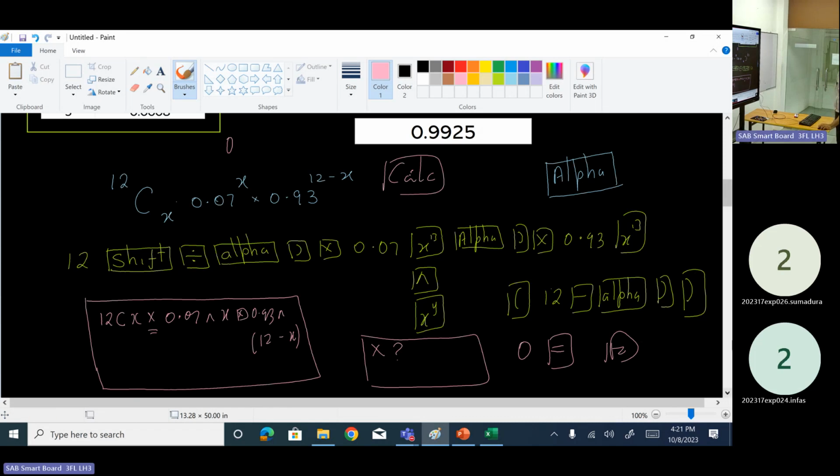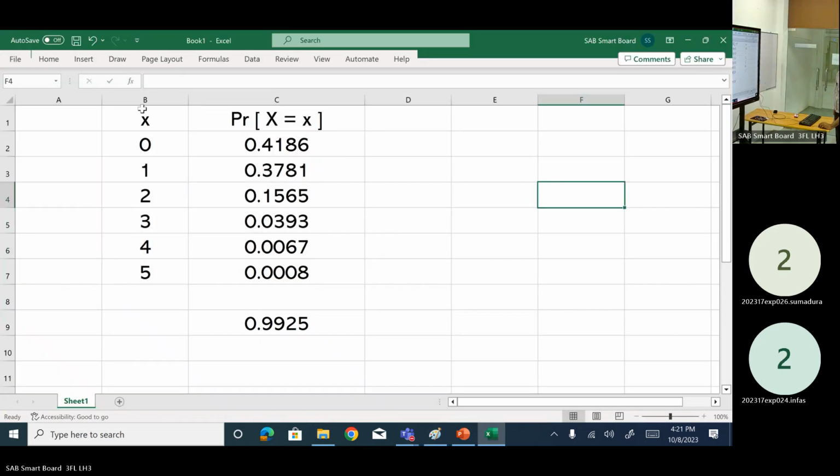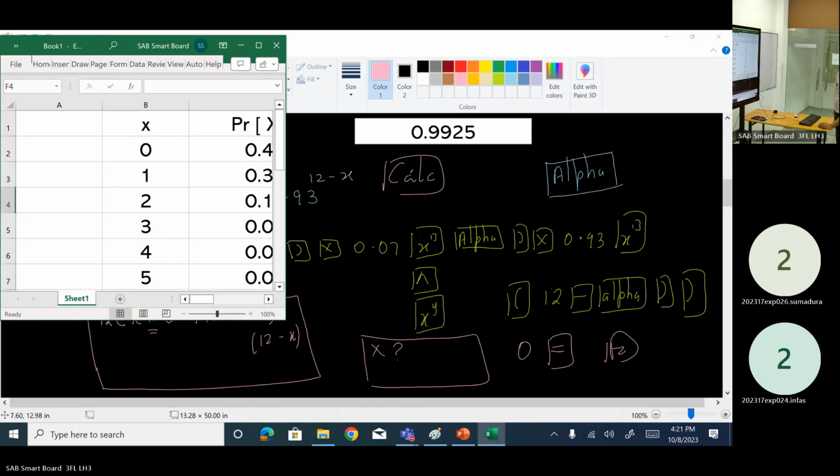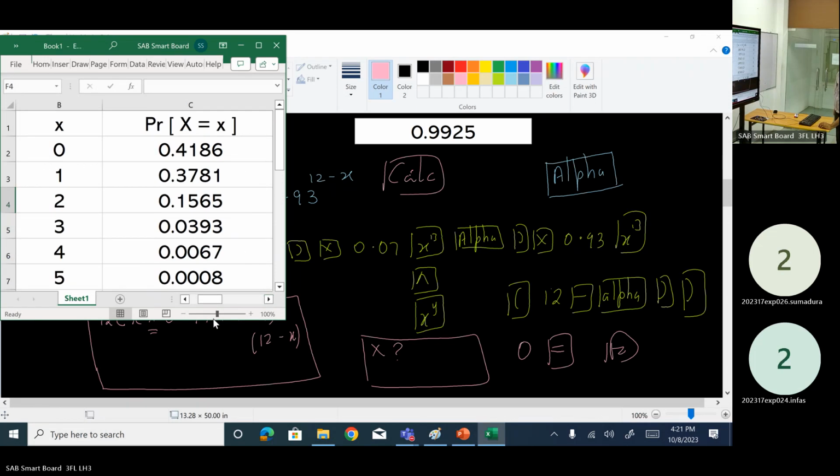You can check the values. So those are the values.